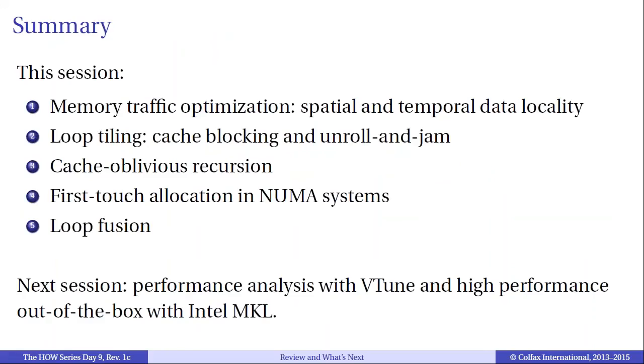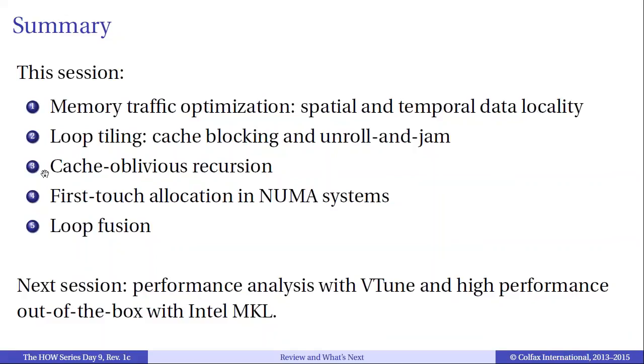So today we talked about memory traffic optimization, and I really focused on loop tiling, which is a relatively easy to understand technique that improves memory access locality and time. There are two flavors of loop tiling: cache blocking, when you strip mine the inner loop and permute outer loops, and also unroll and jam. This is where you strip mine the outer loop and then you permute the inner loops.